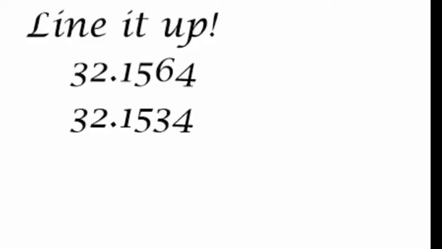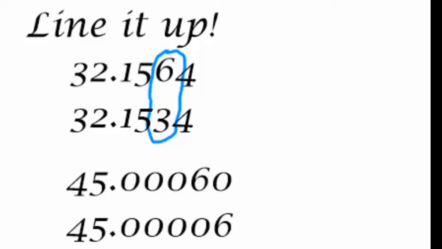But what if the numbers are bigger? Again, I take my big example and I line it up. If I have 3.21564, I take a look at how the numbers all line up. Looking at the 6 and the 3, I realize that's the main difference right there, and the 6 being larger tells me that the number on top is bigger.